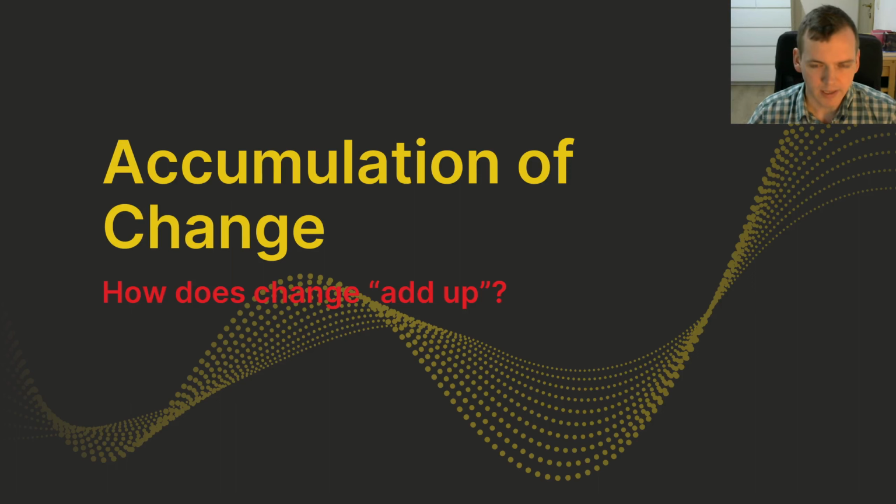One of the core principles of calculus that we've been talking about is changes, right? So derivatives are rates of change. Now we're going to talk about how we accumulate change. So if something is constantly changing, how much total change is there, or how does that change add up?